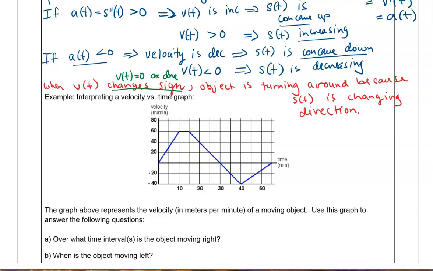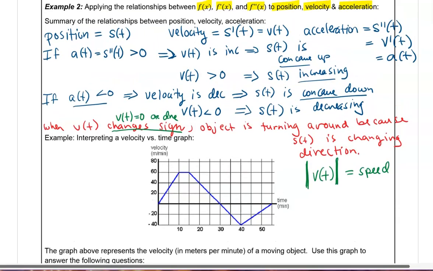Now, another major thing I want to clarify is that when we talk about speed, we're really thinking of it as the absolute value of velocity. So it's like your rate of change, but not worried about direction. Because as we saw here, the sign of velocity just tells us direction.